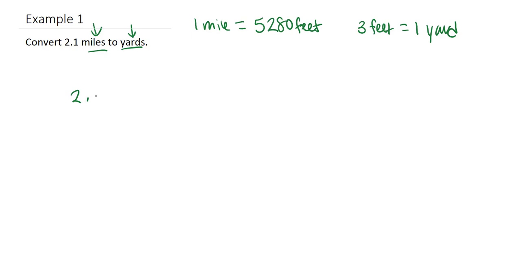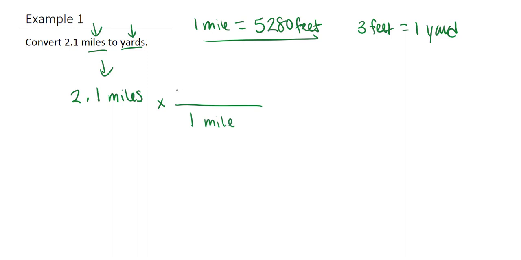If we have 2.1 miles, we always start with our starting amount, and we need to get to yards. We want to use this conversion factor first because we want to get rid of miles. How we get rid of miles is we put the mile on the bottom and the feet on the top. We're just multiplying by 1, but this way we get rid of our units. These cross out because miles over miles is just 1. So then we're left with feet.